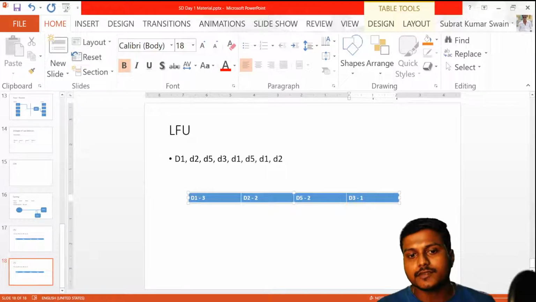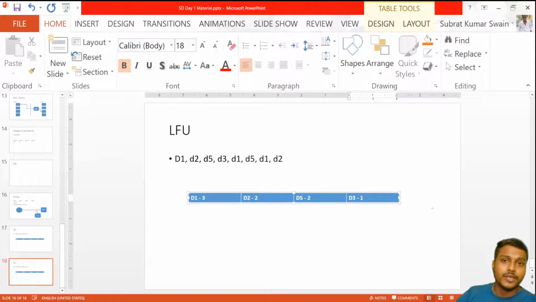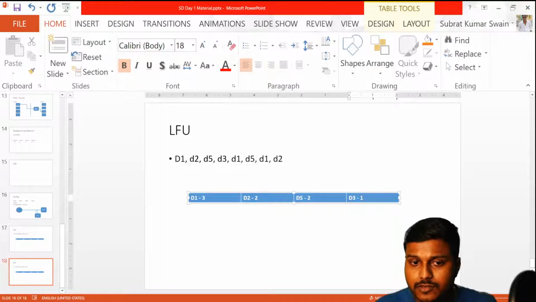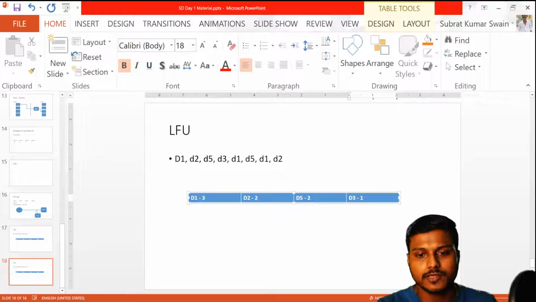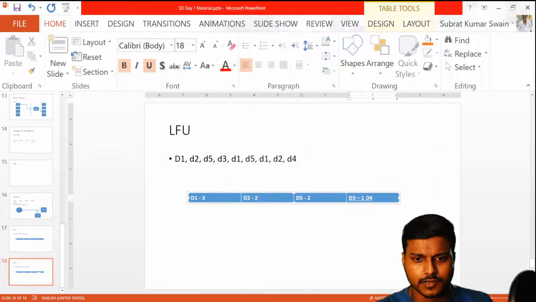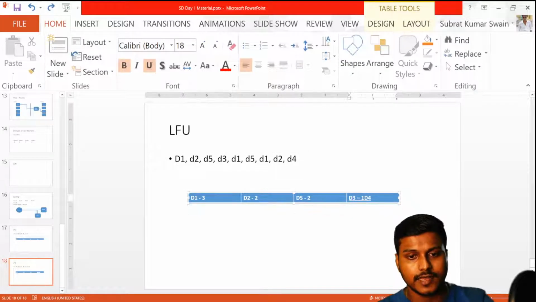So which is the least frequently used? D3 is the one, only once. D3 is used only once, but D1 is used 3, D2 is used 2, and D5 is accessed 2 times. So here D3 is the least frequently used, and that's what we need to remove. We'll remove this d3 here, and we would store d4 in this slot if we are fetching d4 next time. I hope you understood, guys, both LRU and LFU.